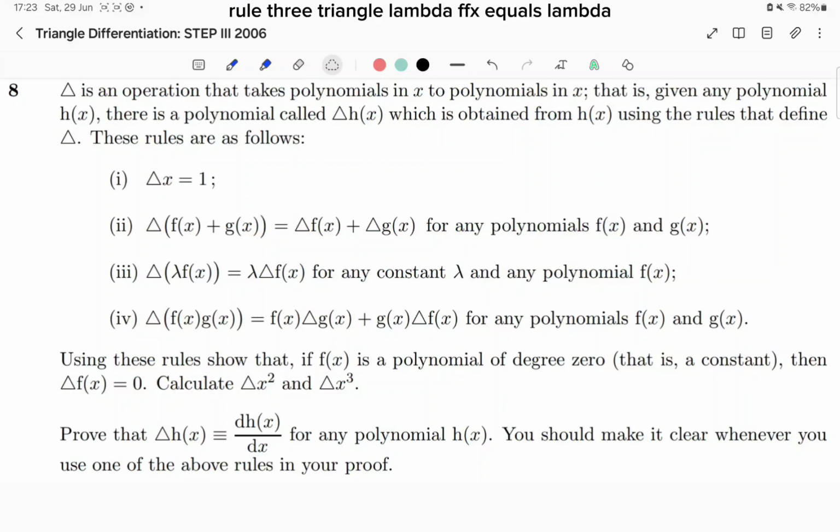Rule 3. Triangle lambda f of x equals lambda triangle f of x for any constant lambda and any polynomial f of x. Rule 4. Triangle f of x g of x equals f of x triangle g of x plus g of x triangle f of x for any polynomials f of x and g of x.